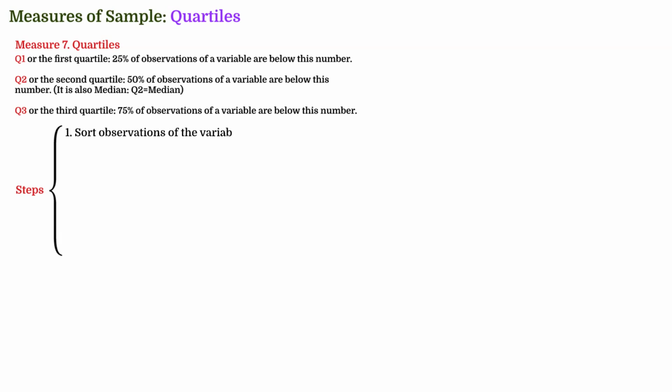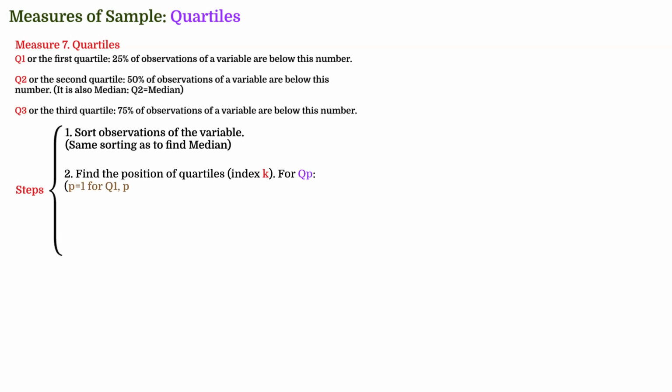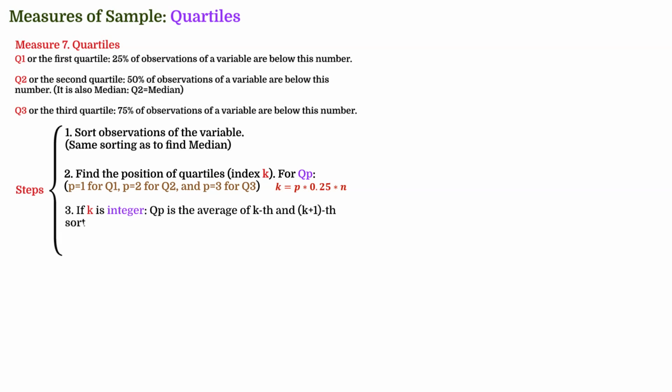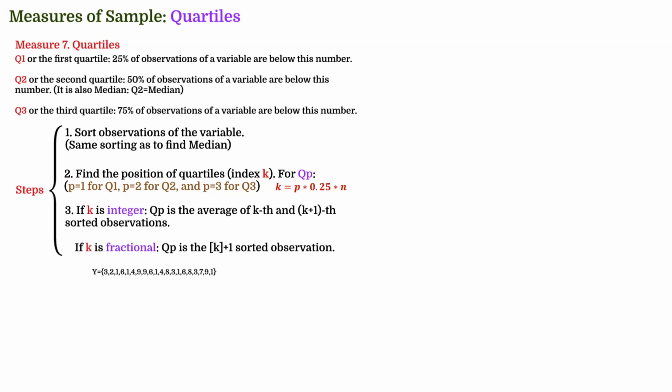The steps to calculate that: first, sort observations of the variable, same as sorting to find the median. Two, find the position of quartiles, index K. For Qp, p is equal to 1 for Q1, p is equal to 2 for Q2, and p is equal to 3 for Q3. K is p times 0.25 times n. If K is an integer, Qp is the average of the kth and K plus 1th sorted observations. If K is fractional, Qp is the observation at the integer part of K plus 1.